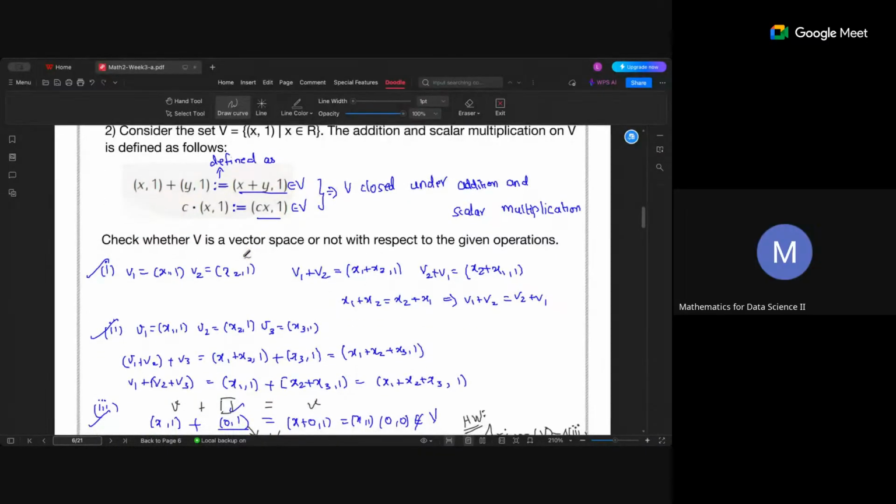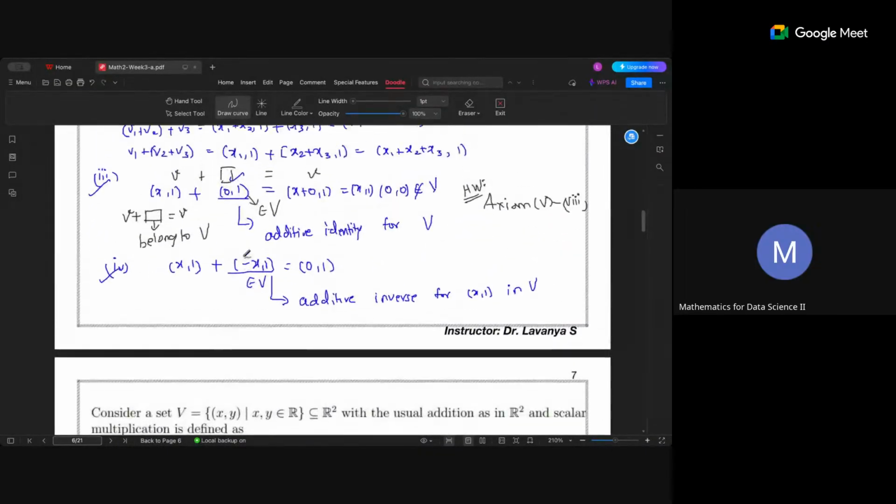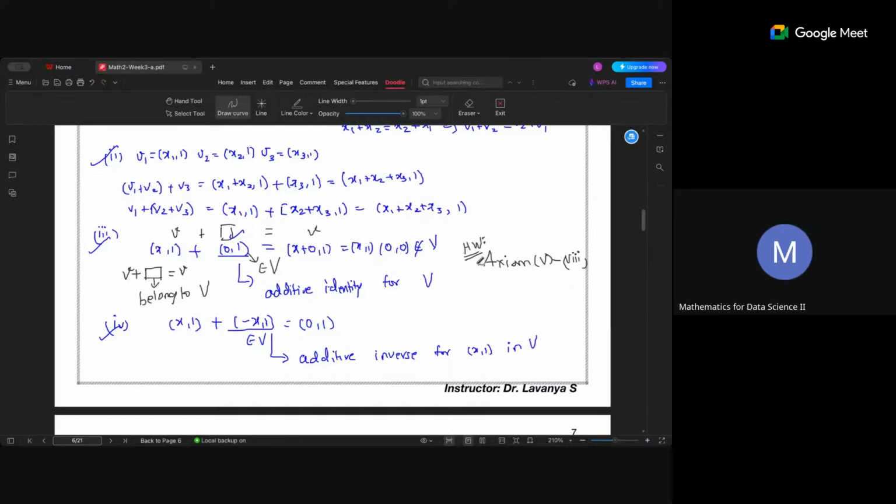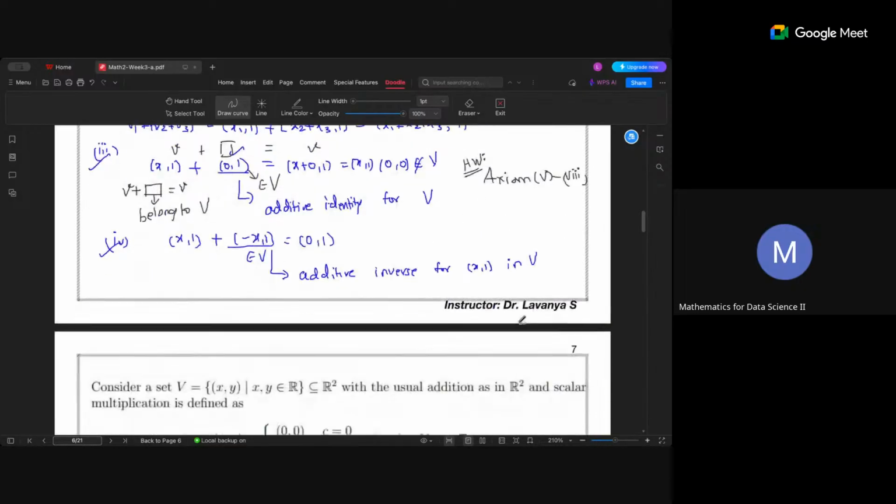Fine. So here I am leaving this remaining exercise as homework. Please try it. Don't skip it. It is a very easy homework only. Please try this. Okay. Fine.